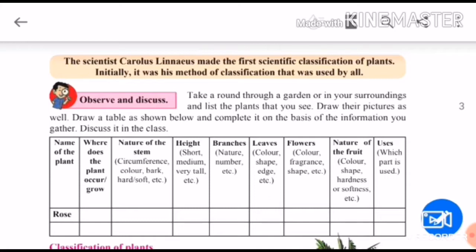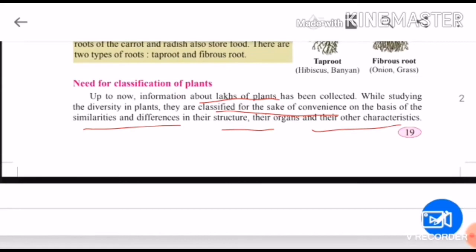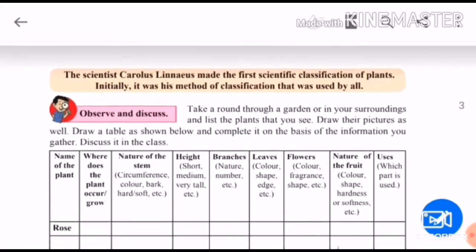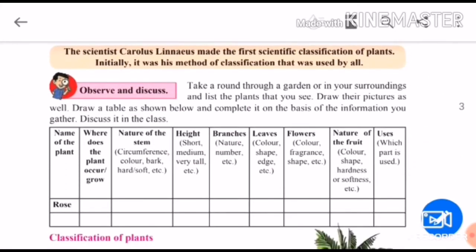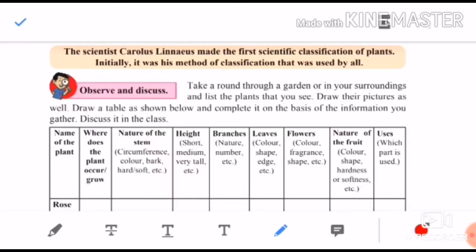We have seen why there is a need: there are lakhs of plants whose information is collected, so it is easier to classify them on the basis of their similarities and differences, so that it is easy to remember them. The scientist who made this scientific classification to study plants was Carolus Linnaeus. What was his name, children? Just remember this. Who made the classification of plants easy was Carolus Linnaeus. He was the first scientist who made the classification of plants. Initially it was his method of classification that was used by all.